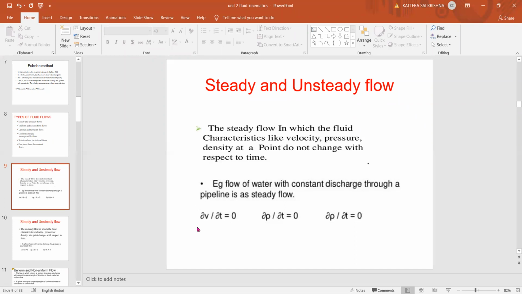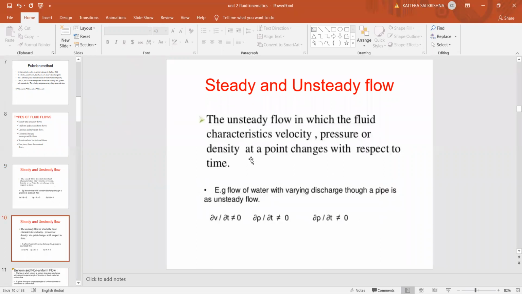So we need to remember these 3 terms if it is a steady flow. Dou v by dou t is 0, dou p by dou t is equal to 0, dou rho, density, by dou t is equal to 0. Since nothing changes with respect to time, dou v by dou t or anything will be equal to 0. So in steady flow, the fluid characteristics don't change with respect to time. That is the main thing you need to remember.